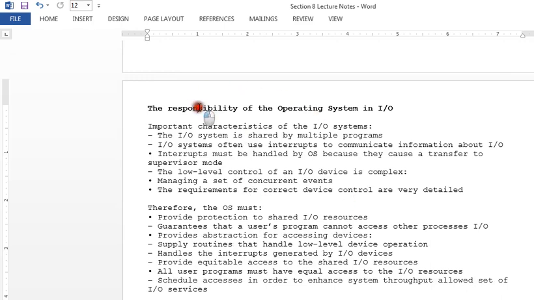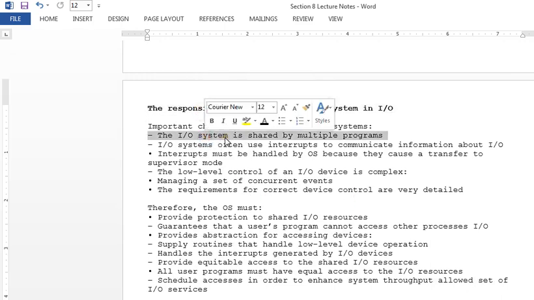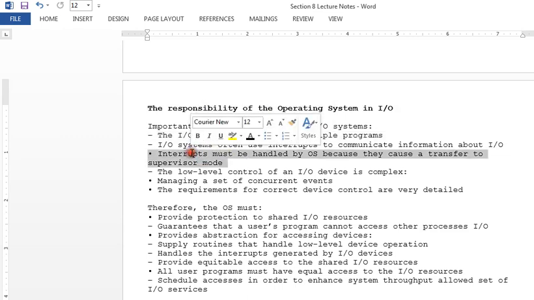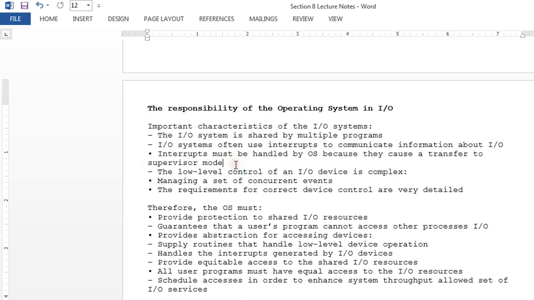So the I/O system is shared by multiple programs, which makes sense. Interrupts must be handled by the operating system because they cause a transfer to supervisor mode. So, at the processor level, we now have an interrupt. Something happened. We had a bad opcode. Well, now I need to go to the operating system and say, hey, and the operating system takes care of business. While it's doing that, there are other processes that may depend on it, right? So the operating system has to fix that, and then we go down to simultaneous multithreading. While it's not doing something, you can try to maintain the processor speed and maintain performance until you run into an instance where you have a hazard or you have to absolutely wait.